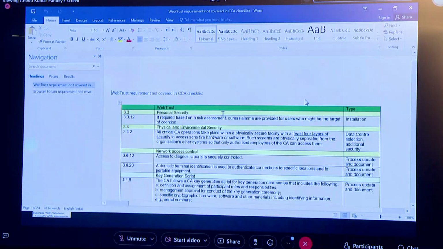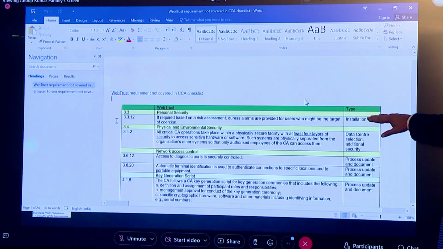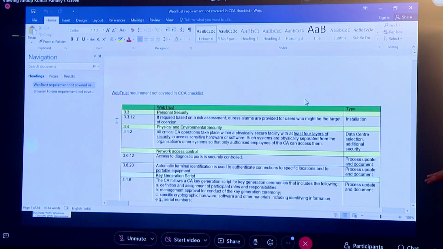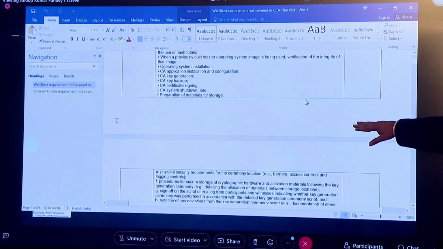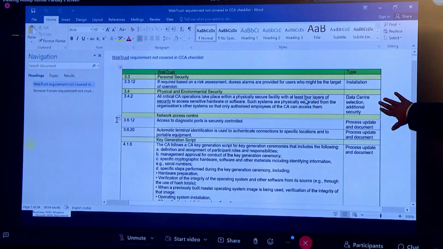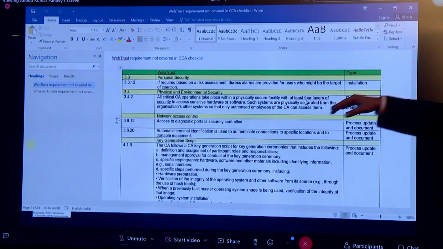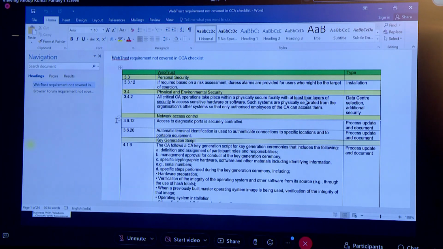Yeah. So what we have done, we have made a detailed analysis of the current requirements. We have gone clause by clause. We also said what is the WebTrust or the Browser Forum, and we said what is the type of requirement. It's a kind of an installation they are saying. Some places they are talking about the data center selection and security. They say it should be tier 4 data center minimum.